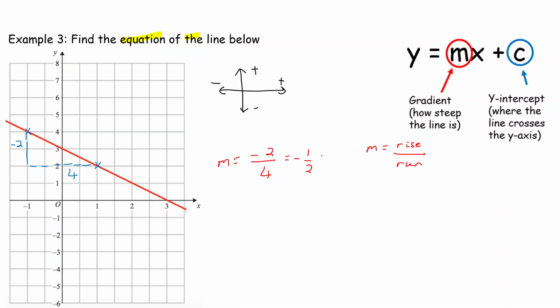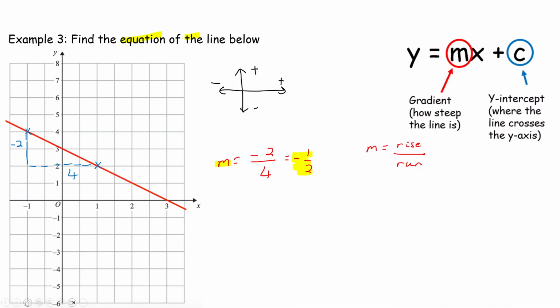but personally, I like to leave things as fractions. I think it's much easier to work with, and it is easier to work with further down the line. So I'm going to keep it as minus a half as opposed to minus 0.5. Fractions are much easier to work with. So m is equal to minus a half. Let's make a note of that.